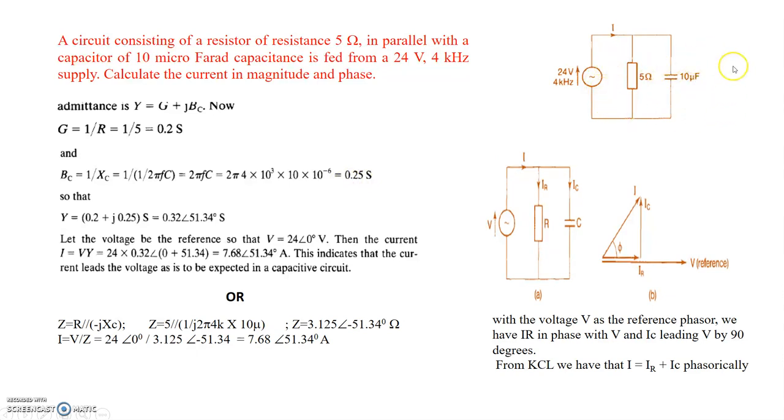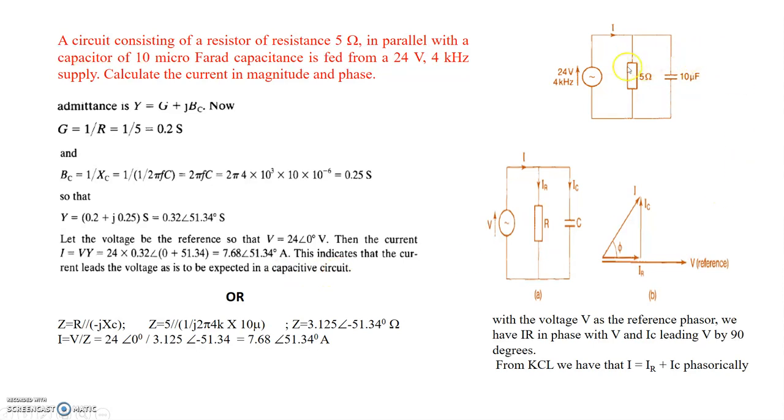Net admittance is 0.2 plus j0.25 Siemens, and when voltage is equal to 24 at an angle 0, then the current I is V into Y. So this indicates that current leads the voltage, as is to be expected in the capacitive circuit.